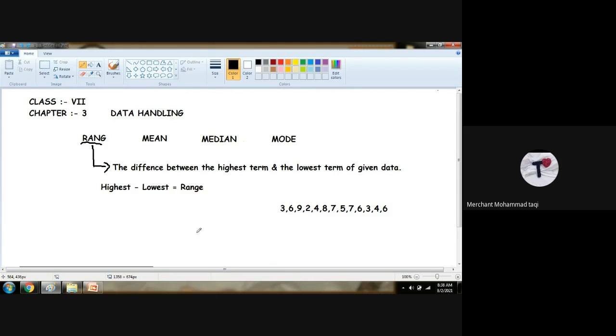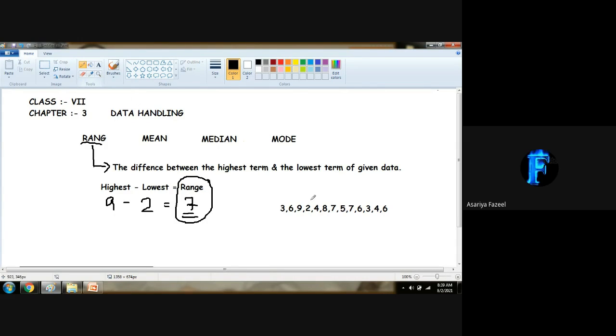Nine. So the highest term is 9 and the lowest term is 2. So the range is 7. The range of the given data. Have you all understood?